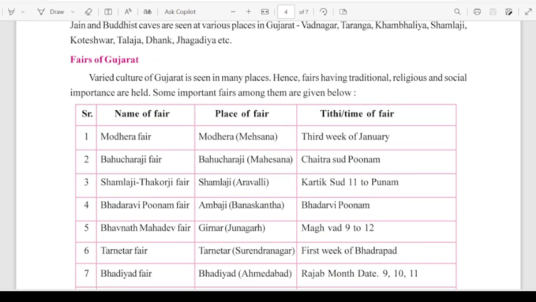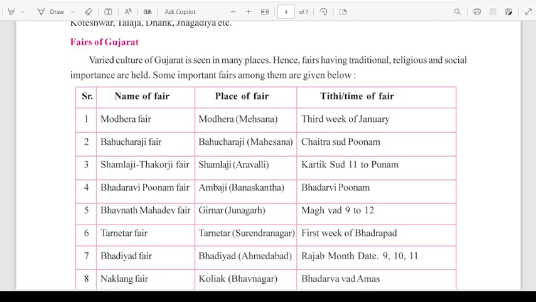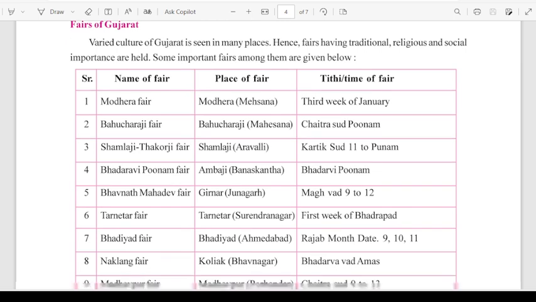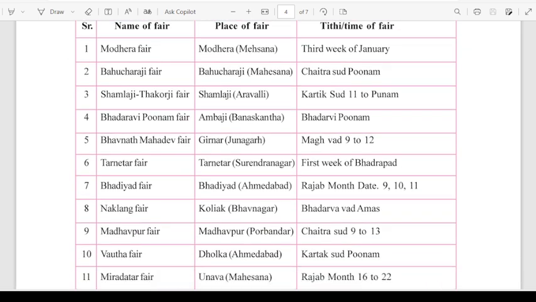Name of fair, place of fair, tithi or time of fair. Modhera fair, Modhera, Mehsana, third week of January. Bahuchraji fair, Bahuchraji, Mehsana, Chaitra Sud Poonam. Shamlaji Thakurji fair, Shamlaji, Arvalli, Kartik Sud 11 to Poonam. Bhadarvi Poonam fair, Ambaji, Banaskantha, Bhadarvi Poonam. Bhavnath Mahadev fair, Girnar, Junagadh, Magwad 9 to 12. Tarnetar fair, Tarnetar, Surendranagar, first week of Bhadrapad. Bhadiyad fair, Bhadiyad, Ahmedabad, Rajab month date 9, 10, 11.